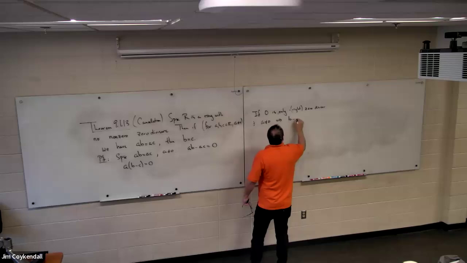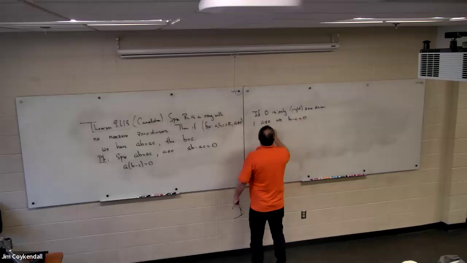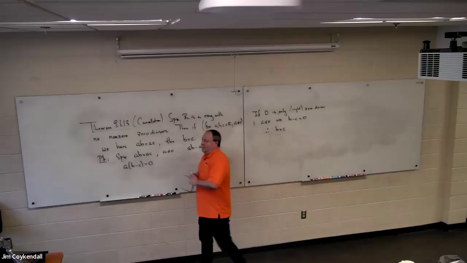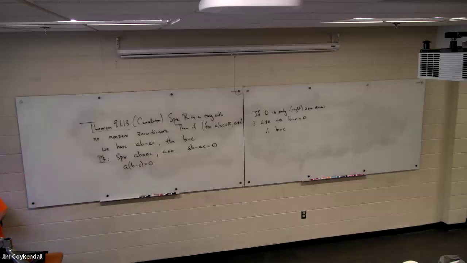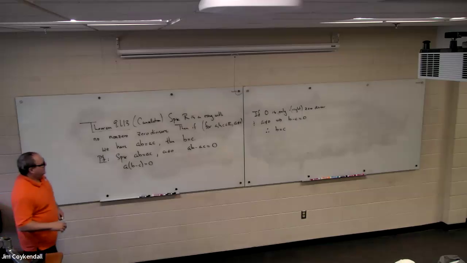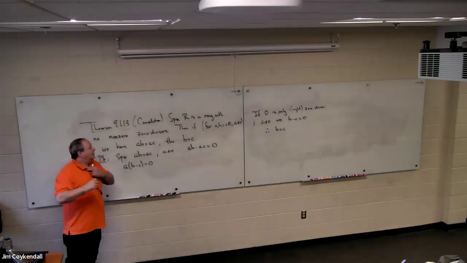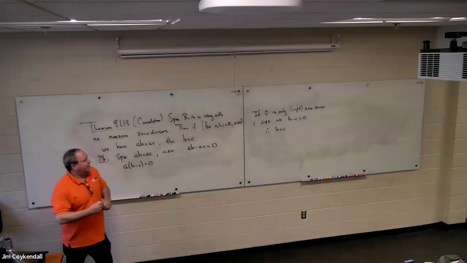This implies B minus C must be zero. Therefore B equals C. And if I'm in the commutative case, I don't have to make any distinctions about left and right there. So there's cancellation.